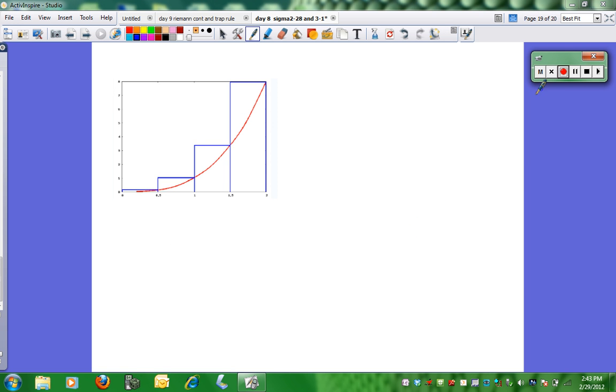Hello and welcome back. This video we're going to be talking about right endpoint sum, which is a type of Riemann sum. And again, we're doing right because we're using the right endpoint of each rectangle to find the length.